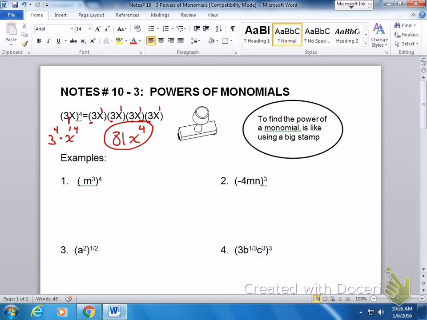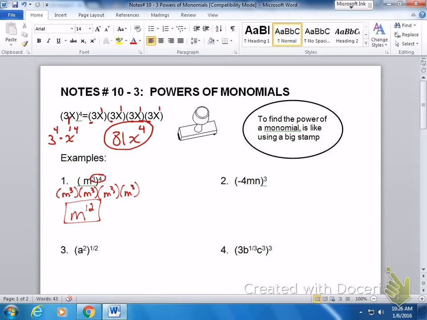Now let's go down and look at some examples. I've got m to the third raised to the fourth. So let's write that out. I'm multiplying m to the third by itself 4 times. There's 2, 3, and 4. Now, I have to remember from the other day, all we do when we're multiplying things together is add their exponents. So I'm going to have m, I have 3 plus 3 plus 3 plus 3, which gives me m to the 12th. Okay, and if you notice, that 12 is actually what 3 times 4 is.